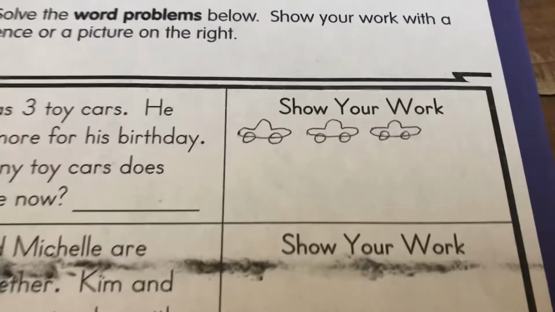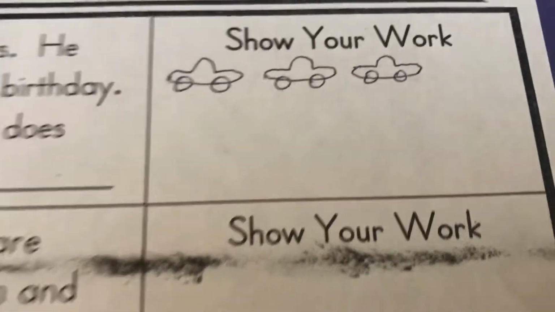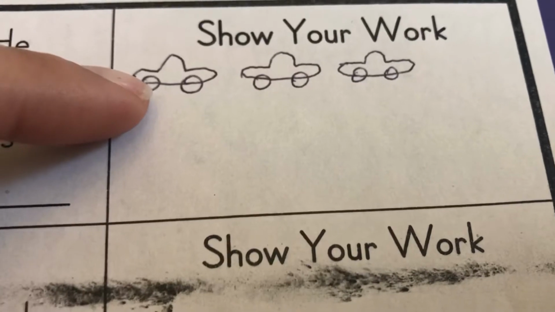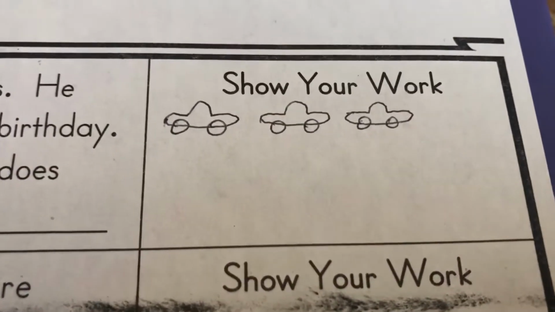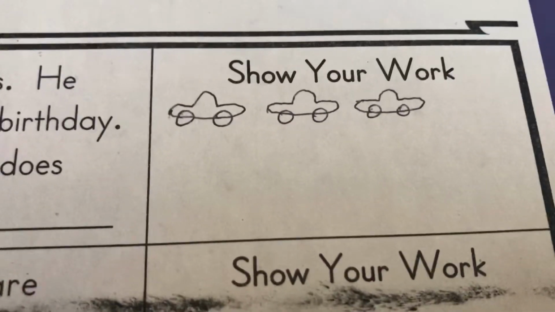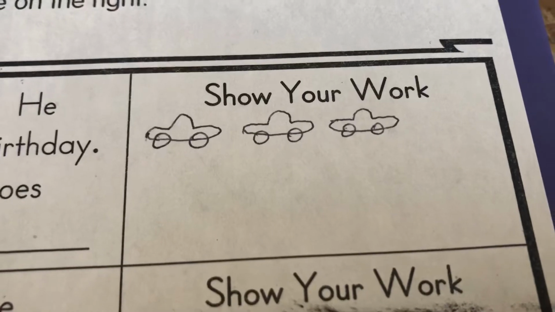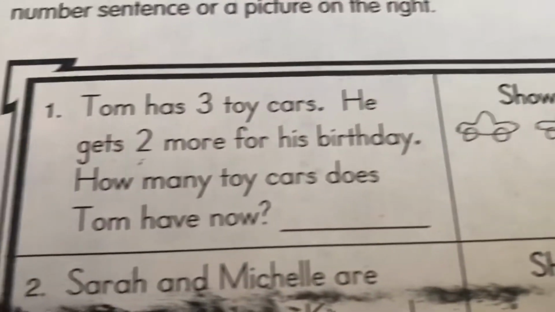All right, so I drew my 3 toy cars. I am not an artist, so my cars kind of look like sombreros on the top with wheels, but that's okay. As long as you're showing your work, I do not care what your cars look like. You can even draw dots to help you visualize how many there are, just as long as you're showing your work in the word problem. Let's move on to our next sentence.